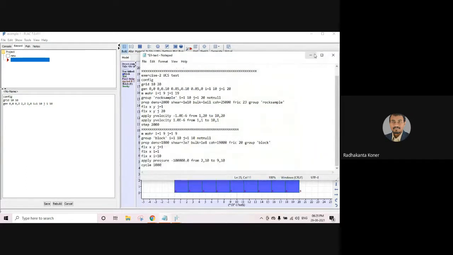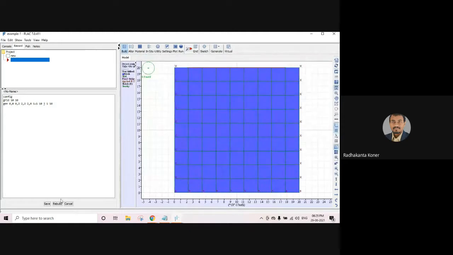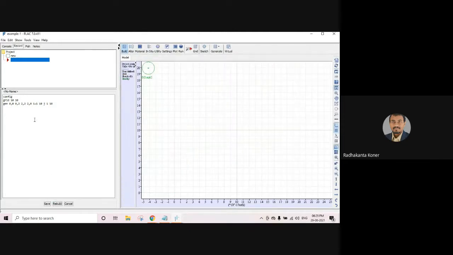Yeah. Now you build this particular model. Give model more. Now rebuild.